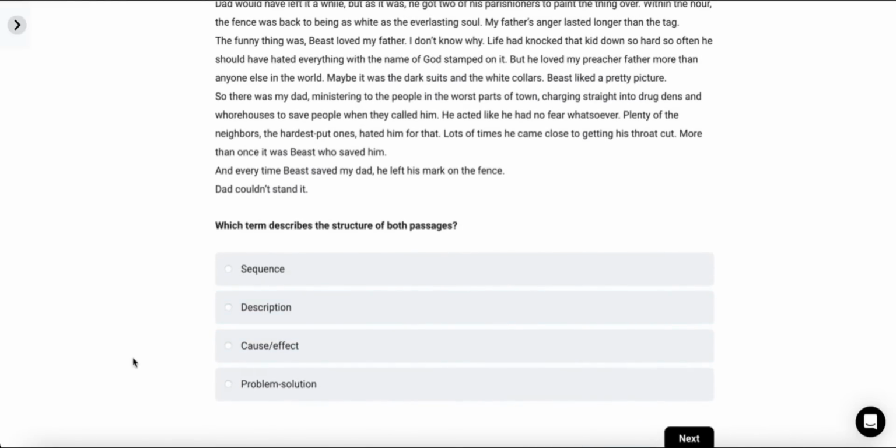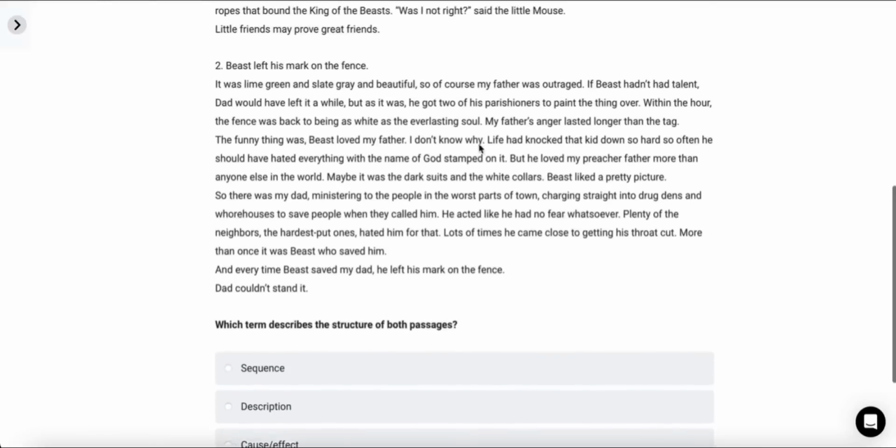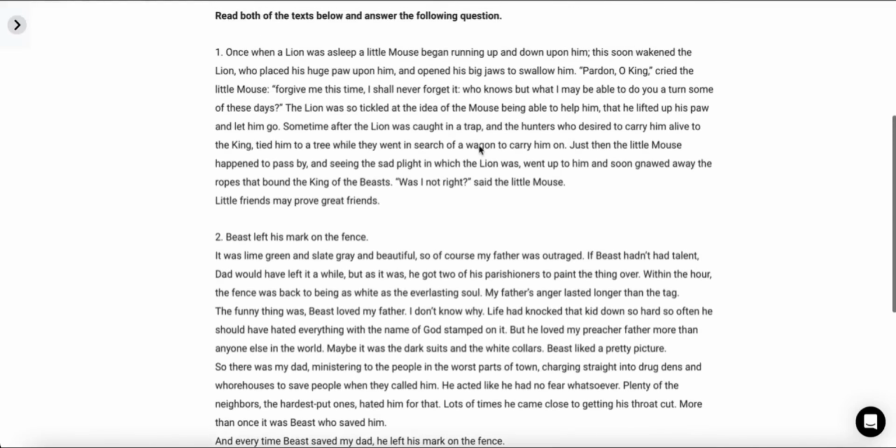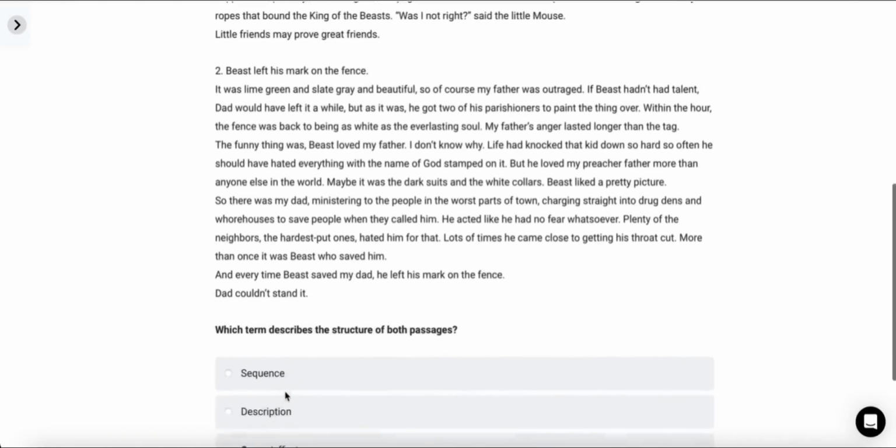Which term describes the structure of both passages? The first answer choice says sequence. A sequence uses an order of events that follow each other. This looks good, but let's look at the remaining answer choices. What about description? Yes, there are some things described, but you can't say that, in general, both texts are describing something as a whole.